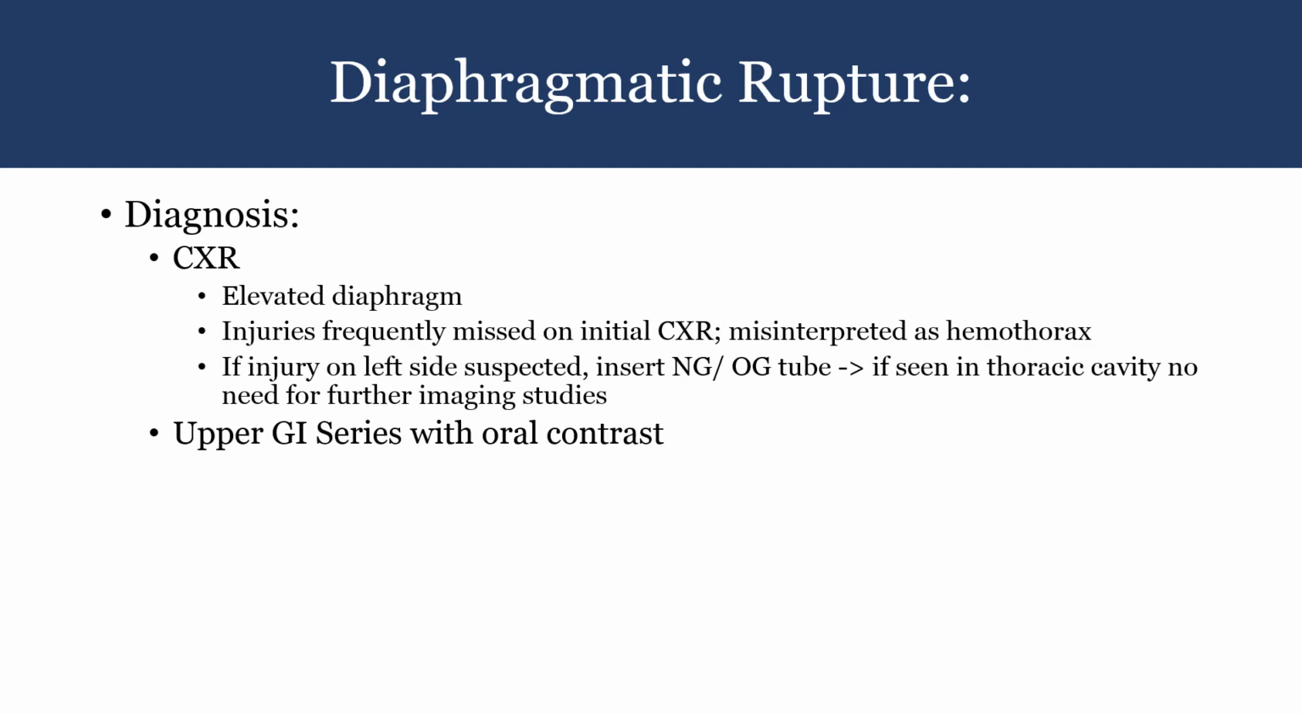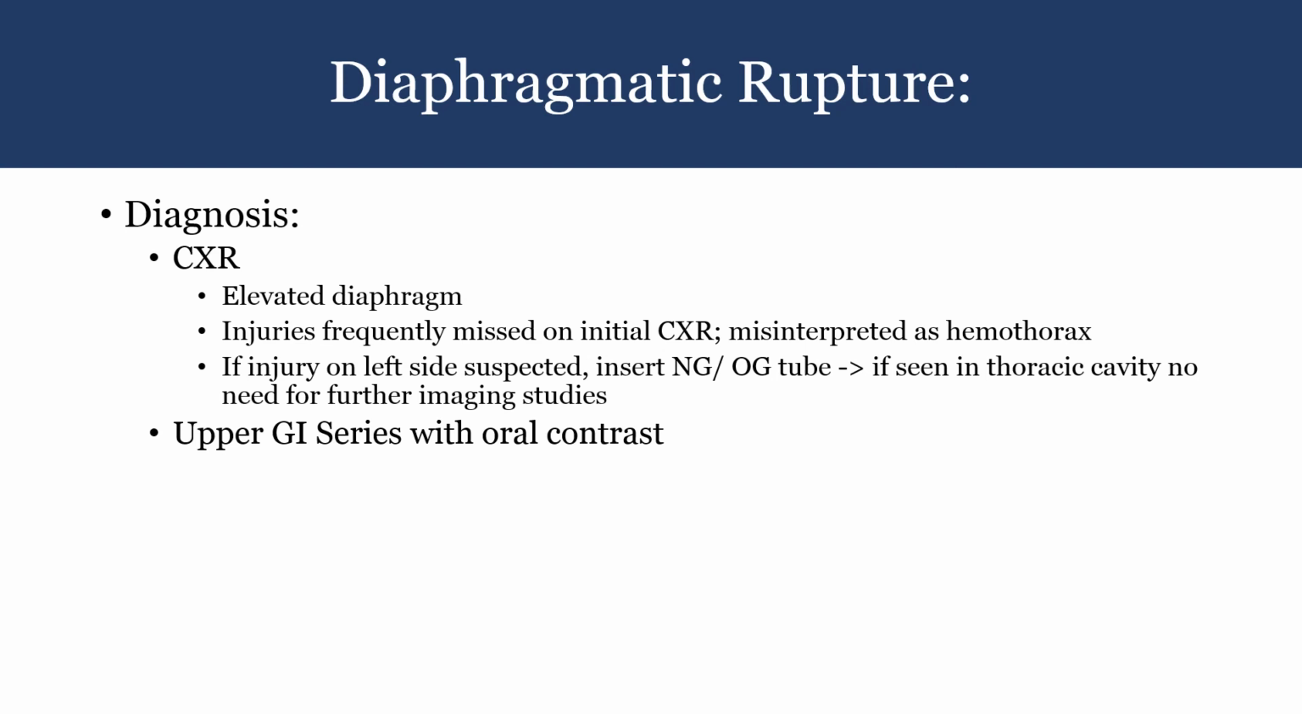How do you diagnose diaphragmatic rupture? So, chest X-ray. Obviously, on the chest X-ray, you'll see an elevated diaphragm, most times on the left, and these injuries are frequently missed on the initial chest X-ray. They can be misinterpreted as a hemothorax when you have bowel herniating.